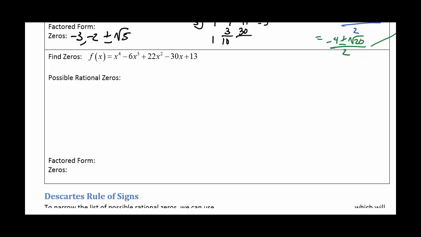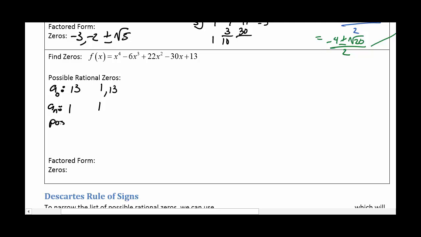Nice, lovely fourth degree polynomial here. Let's first identify all of our possible roots. So our constant at the end is 13, and our leading coefficient is 1. So we could have, well, what are the factors of 13? That'd be 1 and 13. And the factors of 1 are just 1. Okay, that's nice.